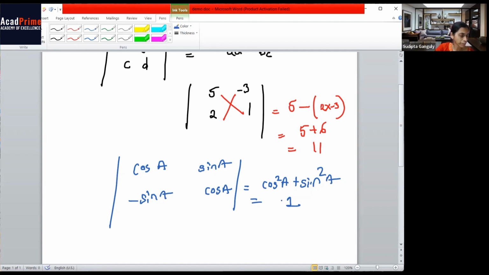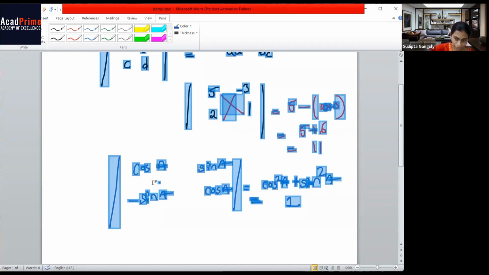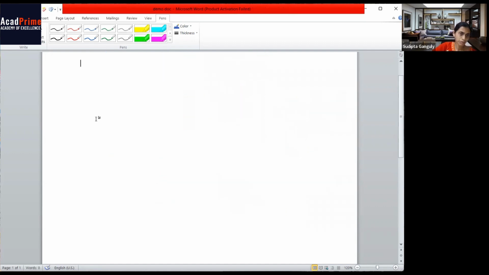These basic things you should know. Otherwise, it will be a very tough task, because you can have variables, numbers, or trigonometric terms. If you are cross multiplying and determining the value of it, then it will be an easier task. So we are proceeding further with different problems.